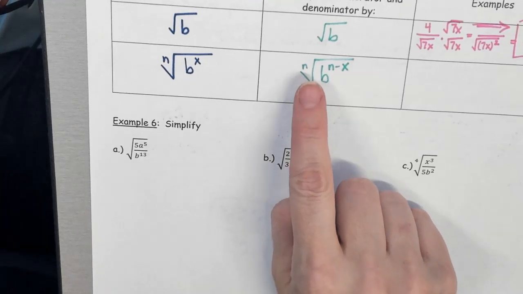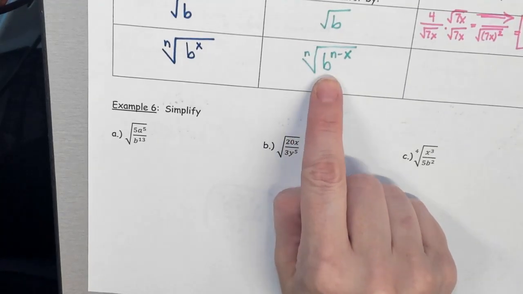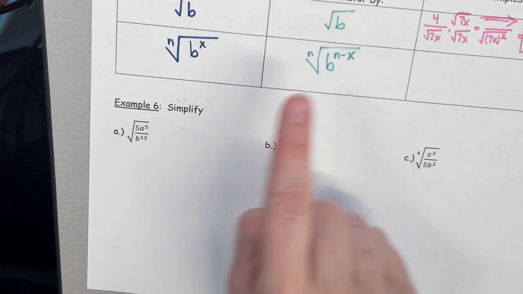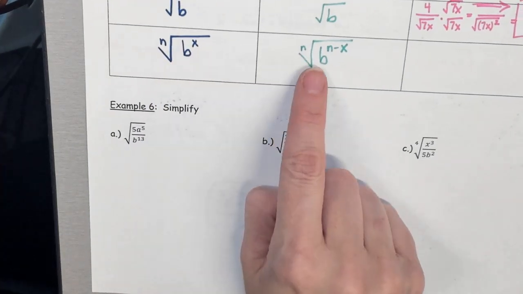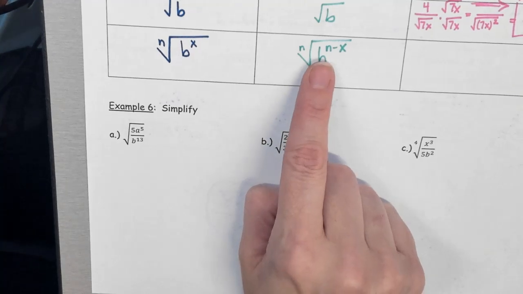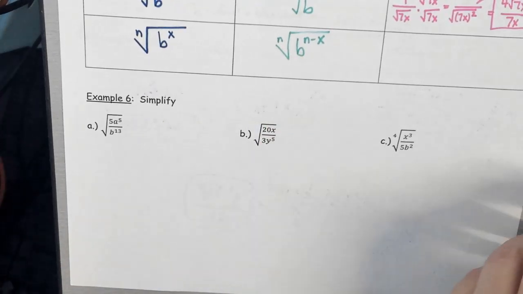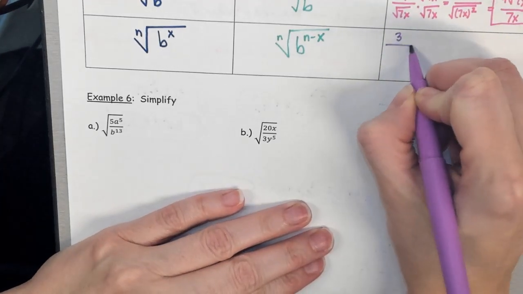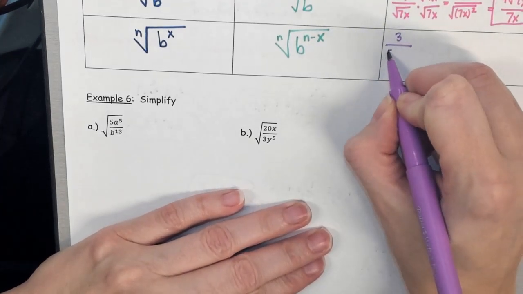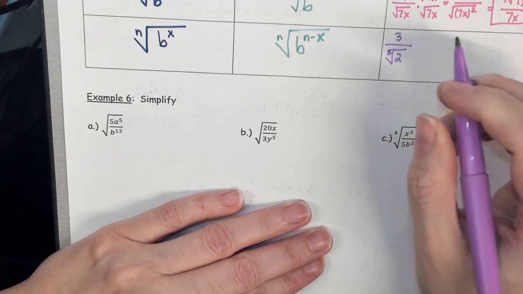So you can always multiply by the nth root of the difference between the root and the power. Okay, so this is the nth root of b to the n minus x. Okay, and then this is how we use it. So let's say you have 3 divided by the 5th root of 2.